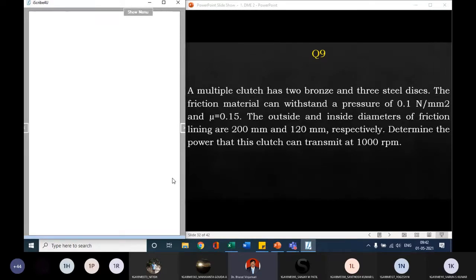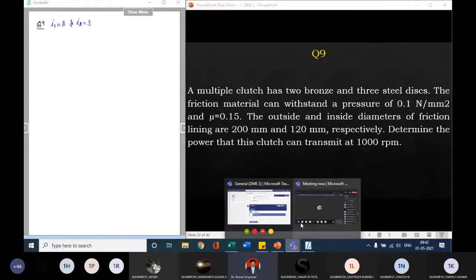A multi-plate clutch has 2 bronze and 3 steel discs. So what has he given? Can you tell me now what the data is? Please say, wait. I1 is 2 and I2 is 3. Very good. Q9: I1 is equal to 2 and I2 is equal to 3. This is the data which has been given.